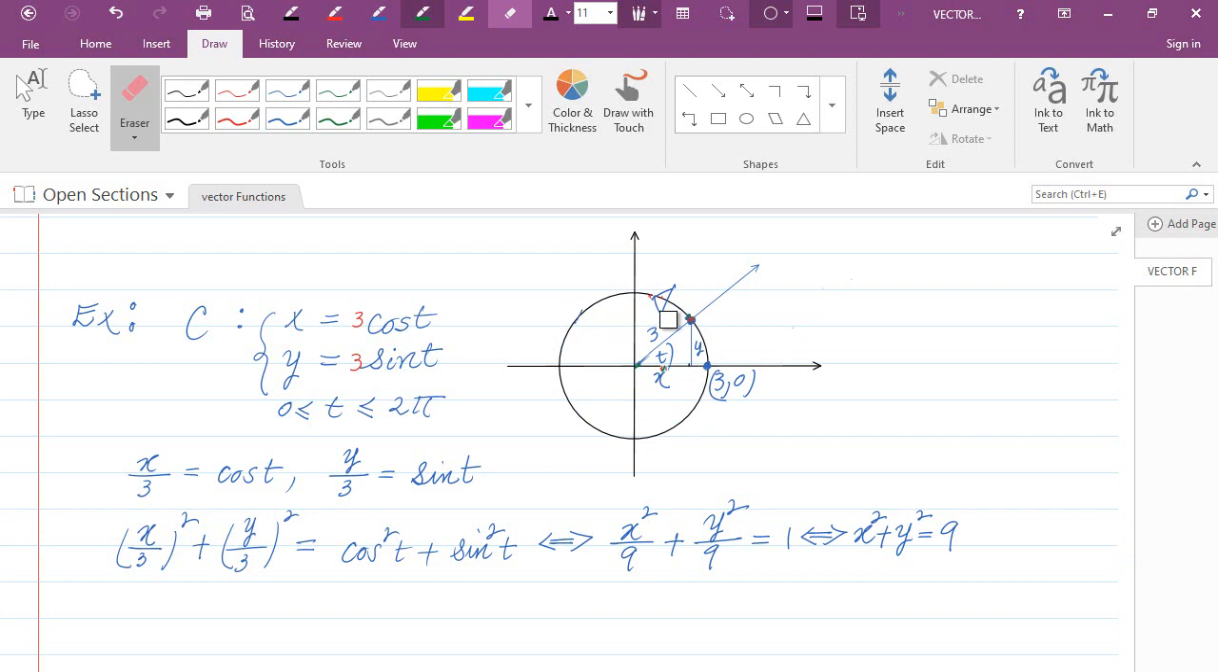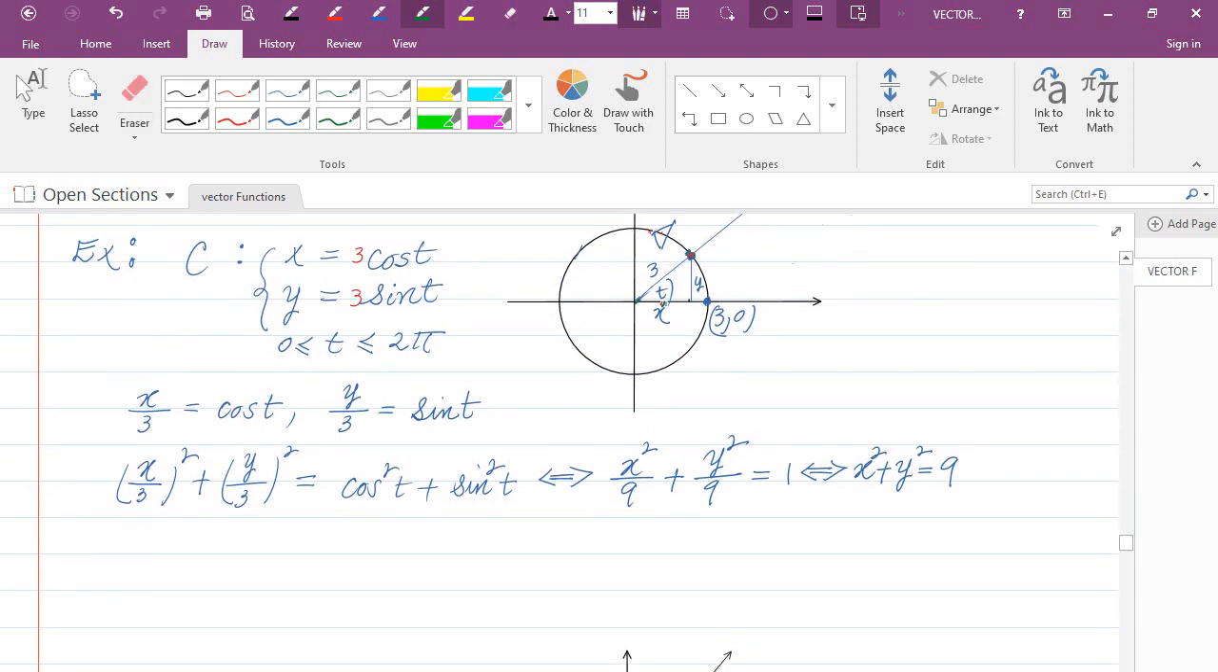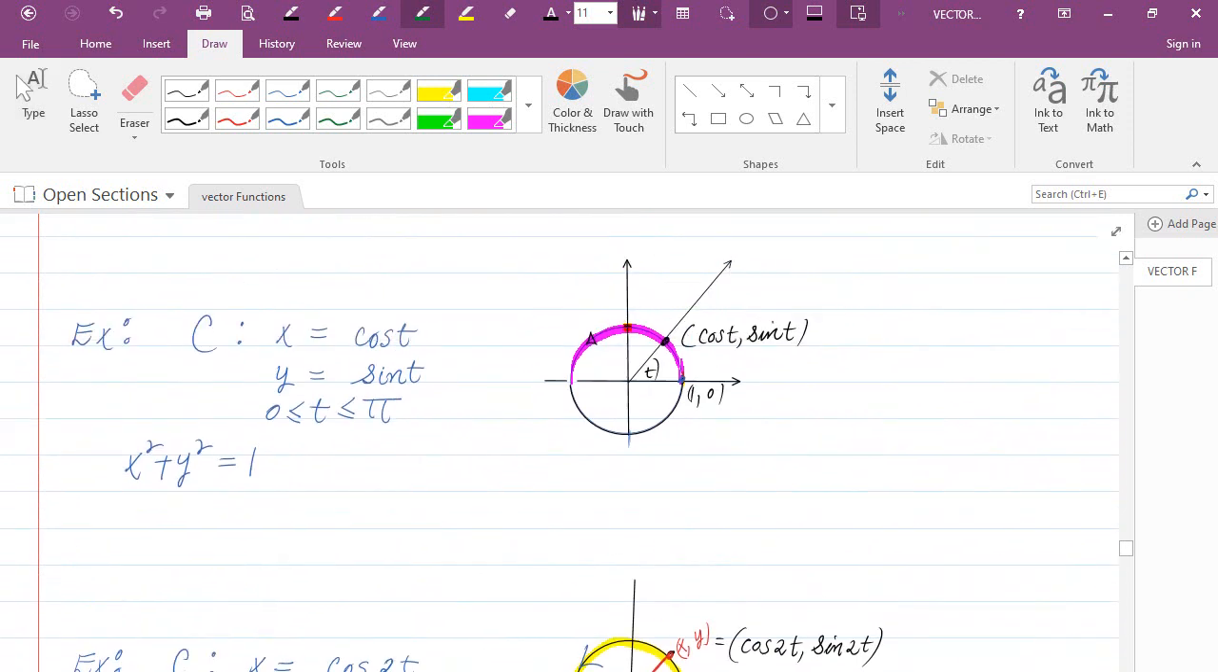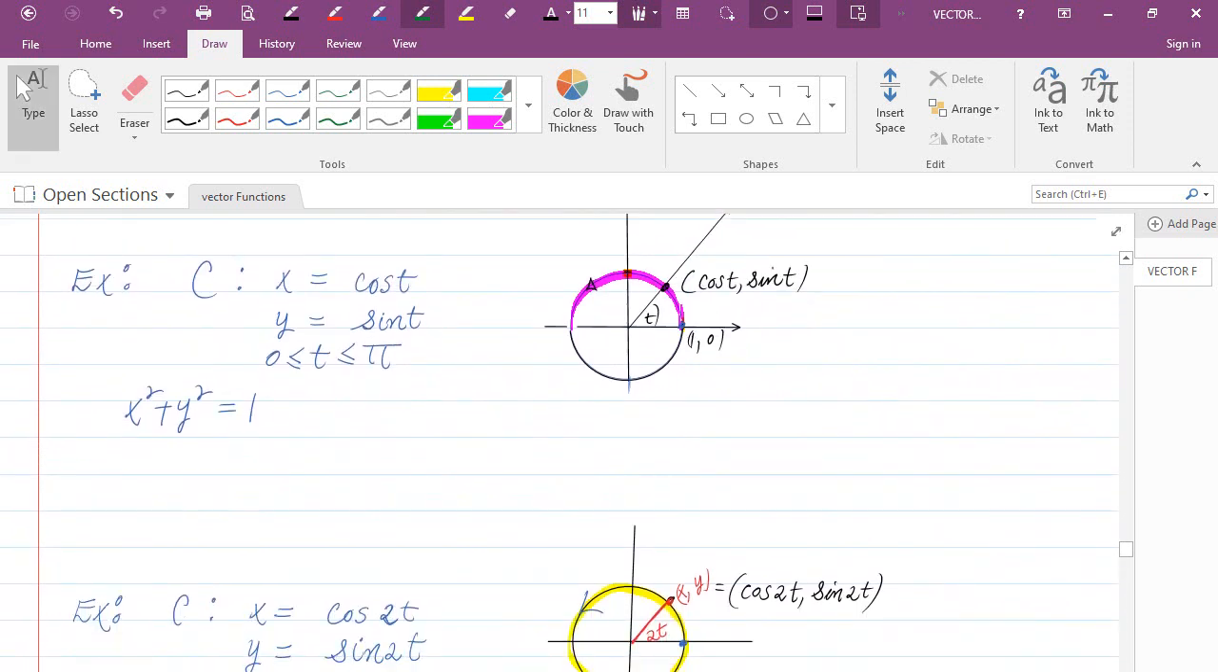Okay, so let's see. If I have this parametrization, then we know that x is cosine t, y is sine t, t is between 0 and pi. So from our discussion earlier, we know that this is a circle of radius 1 centered at the origin, but we only get the upper half of the circle because t is between 0 and pi.